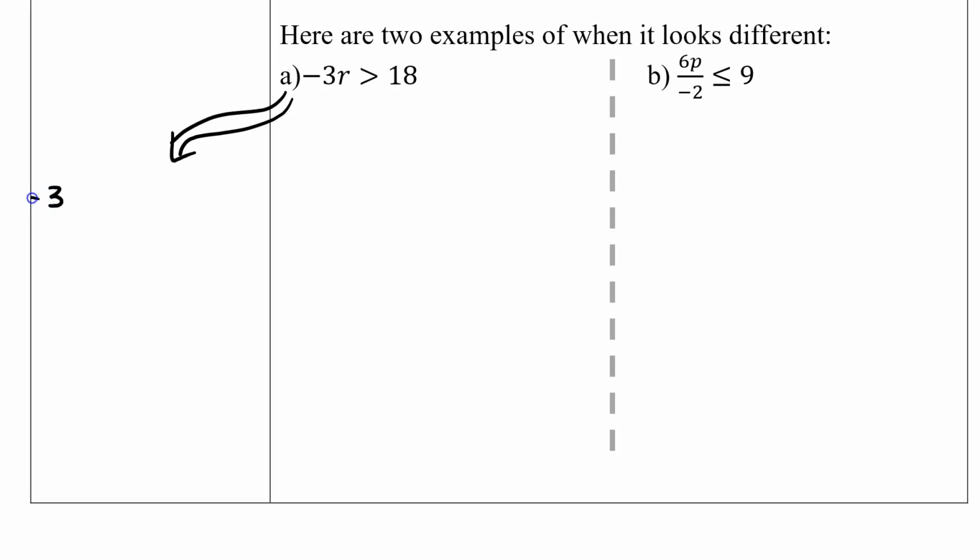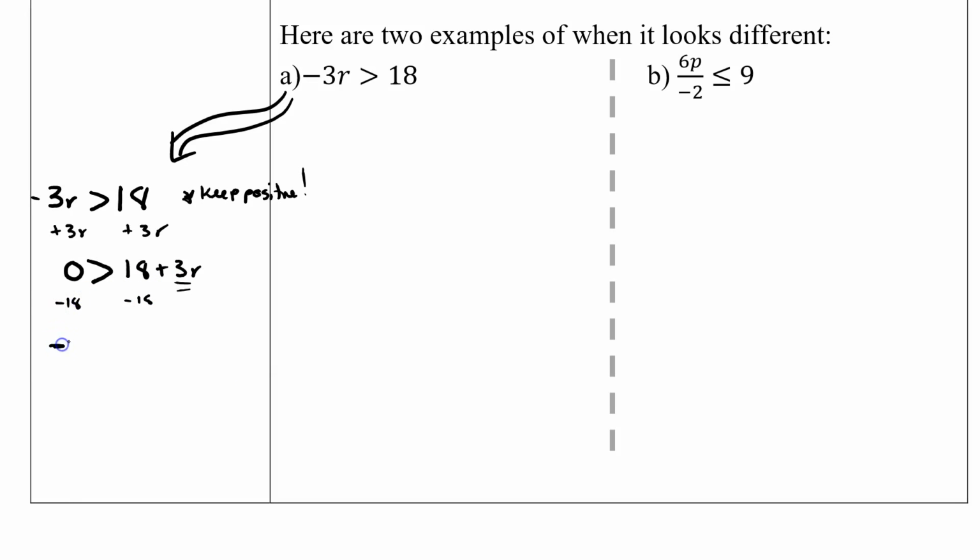So if I were to say negative 3r is greater than 18, and I want to keep it positive, what I'm going to do is add 3r to both sides. So then I have 0 is greater than 18 plus 3r, and then I'm going to isolate that 3r. So I'm going to subtract 18 from both sides. So I have negative 18 is greater than 3r.